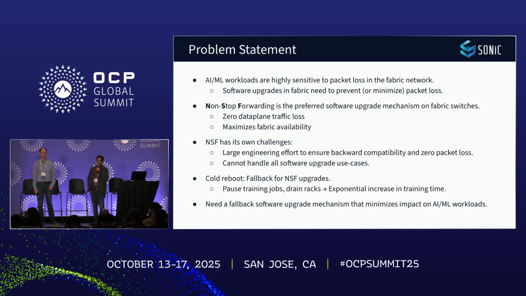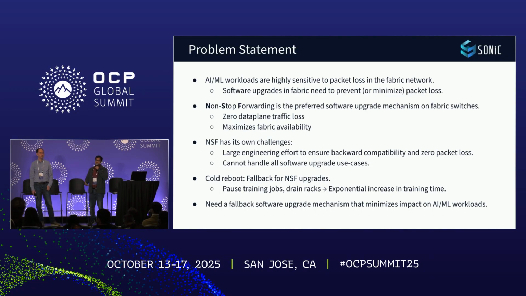So we leverage NSF to upgrade software in the network fabric because it's designed for zero packet loss and maximizing fabric availability. The problem is NSF is challenging. It's a complex problem space. It requires a lot of engineering effort to make sure that software releases are backward compatible and truly zero packet loss. Also, NSF can fail. Software releases cannot actually be truly backward compatible because you change data structures, DB schemas, etc.